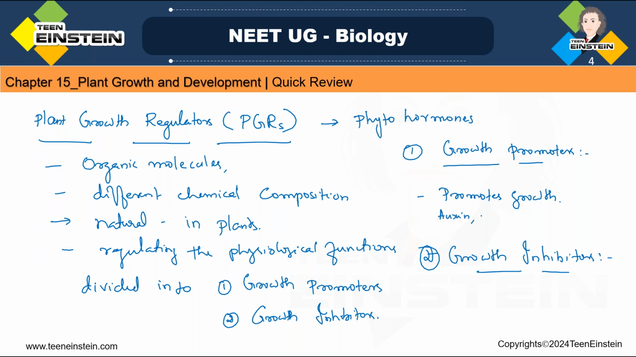Auxin is a growth promoter. Cytokinin, that is also a growth promoter. Then gibberellins, this is also a growth promoter. These are the examples of growth promoters. And growth inhibitors means they are showing the inhibiting activities, right? So abscisic acid and ethylene, these are the growth inhibitors.